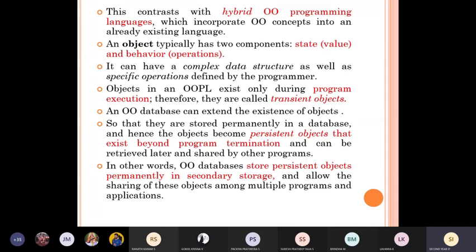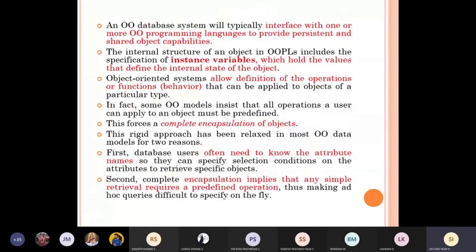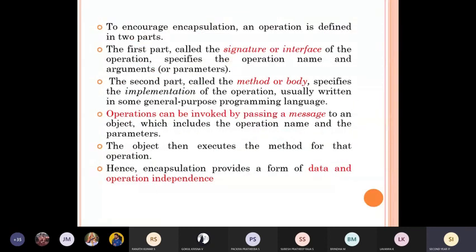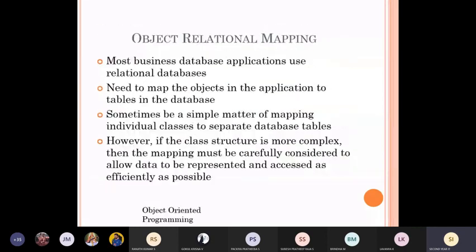This persistent object will be permanently stored in the secondary storage, which is called non-erasable memory or permanent memory. Secondary storage is always our permanent storage memory. So that is where we are going to store all of this. Okay? Encapsulation, we know what it is: method or body of the thing, that is the object. Then we are going for the other concept called object oriented relational mapping.